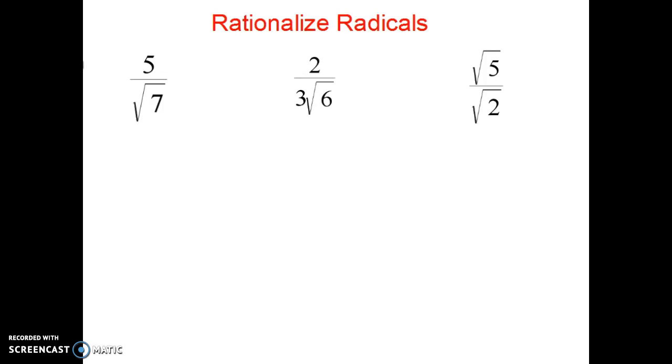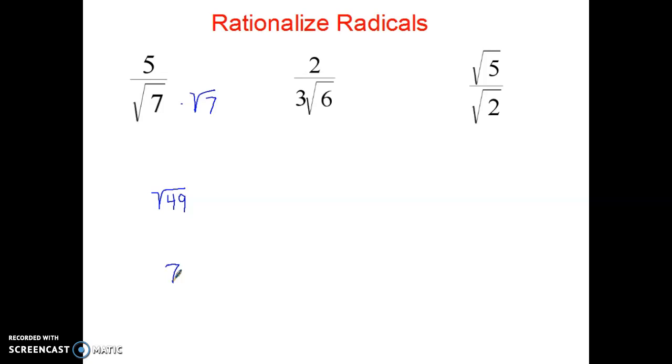In mathematics, it's not proper to have a square root in a denominator. So there is a method that we just call rationalizing these square roots. So I'm going to show you in these 3 examples how we're going to eliminate having a square root in the denominator. In my first example, I have a square root of 7 in the bottom. If I were to multiply another square root of 7 to the bottom, that would become a square root of 49, and the square root of 49 equals the nice whole number 7.